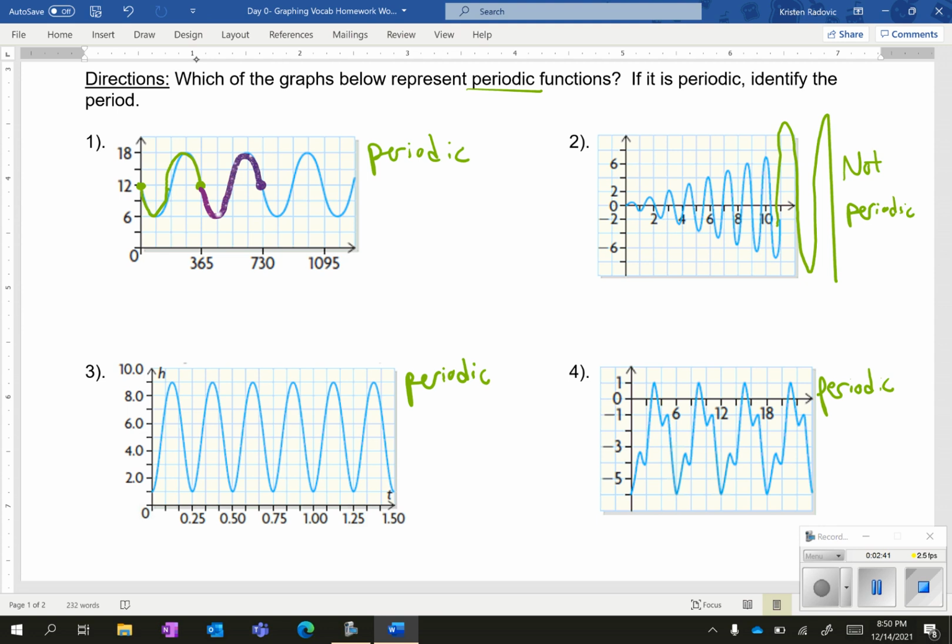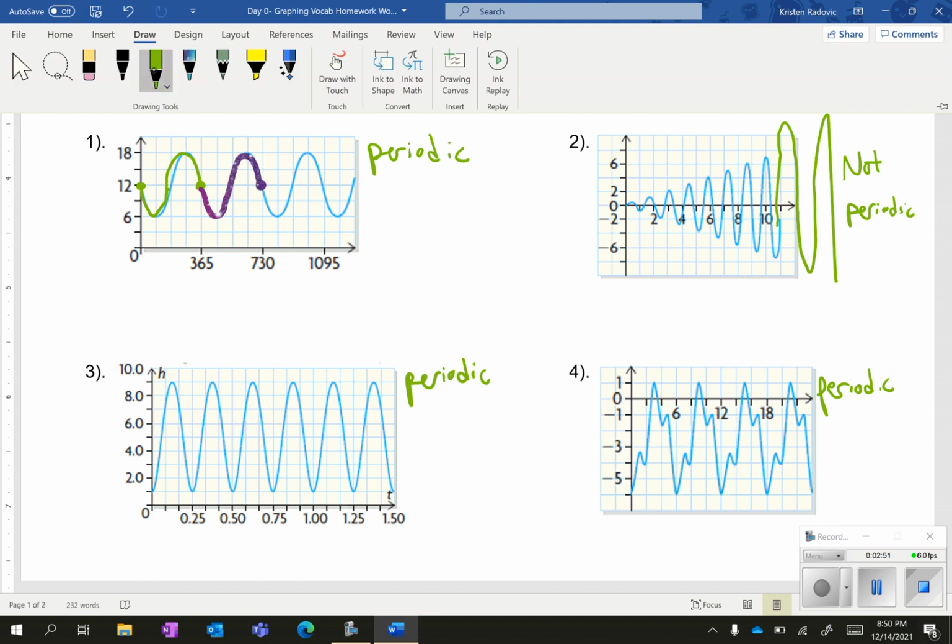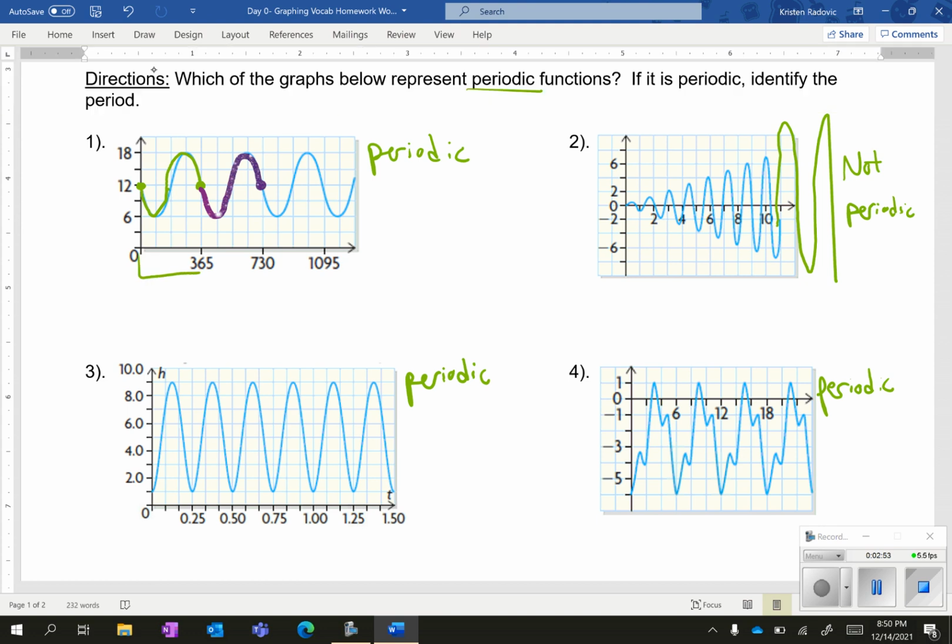And that's where the green meets the purple. That's where the end of the period is because the purple starts to repeat itself all over again. And we're going to say that the period is 365.